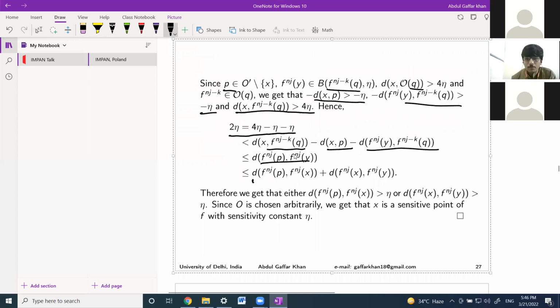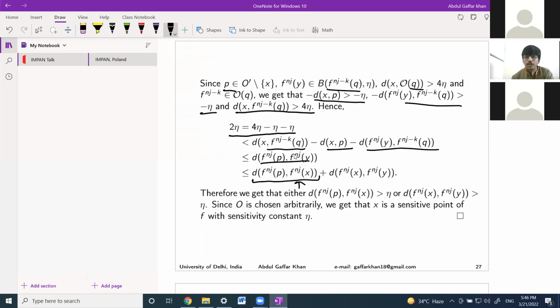So applying the triangle inequality with respect to f^{nj}(x), we have observed that the distance between f^{nj}(x) and f^{nj}(y), where j is fixed and n is fixed, is greater than 2η. So either this quantity must be greater than η, or this other quantity is greater than η. This point P existed due to the density of periodic points in the neighborhood of x, and this point y existed due to the transitivity. Since O is chosen arbitrarily, we get that x must be a sensitive point with respect to η.